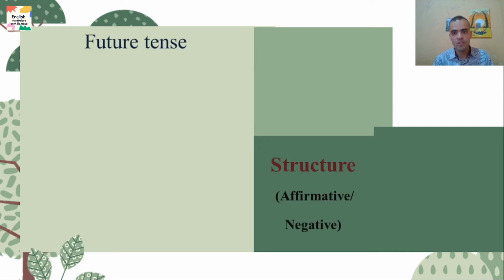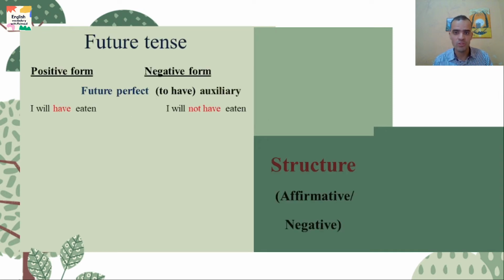So next, we have the future tense as well. We will talk about structure, the affirmative and the negative, but now we will talk about the future perfect. Okay, so we have the to have auxiliary and the perfect tenses. In all perfect tenses we use the to have auxiliary, as I said in many of my videos. So the first one we have: I will have eaten. Okay, this is the positive form, and I will not have eaten. This is the negative form.